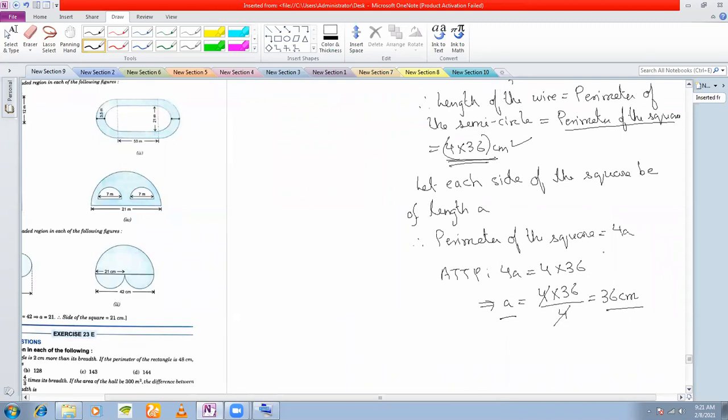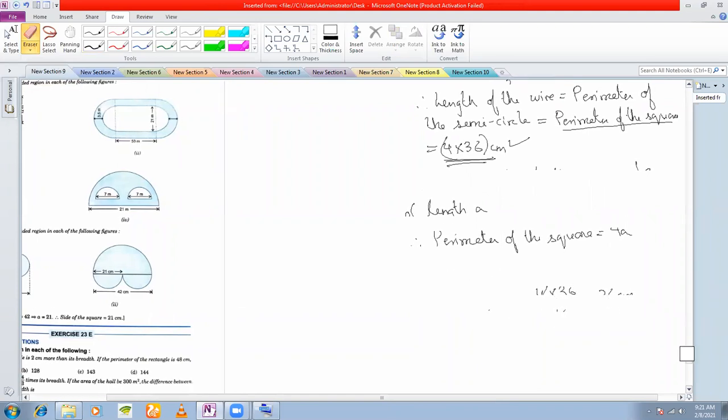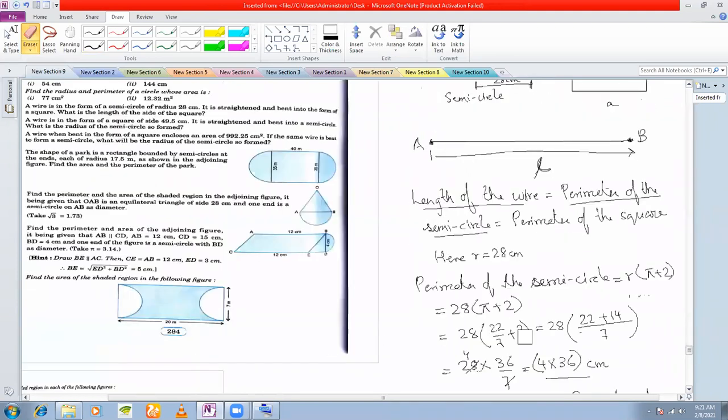Clear? We'll move on to the next problem. The next problem is also of a similar type, which is your problem number 8 that we are going to do.